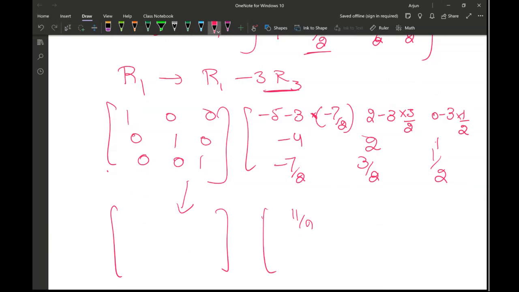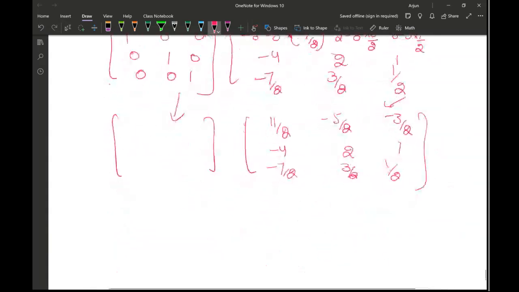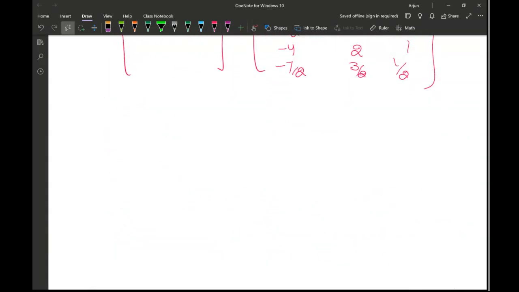So 11 over 2, minus 5 over 2, minus 3 over 2, minus 4, 2, 1, minus 7 over 2, 3 over 2, 1 over 2. This will be my inverse matrix. Hooray! So we finally solved this question. Now the final question is relatively easy.